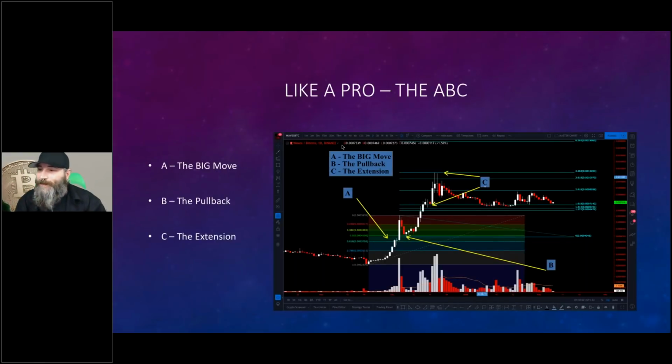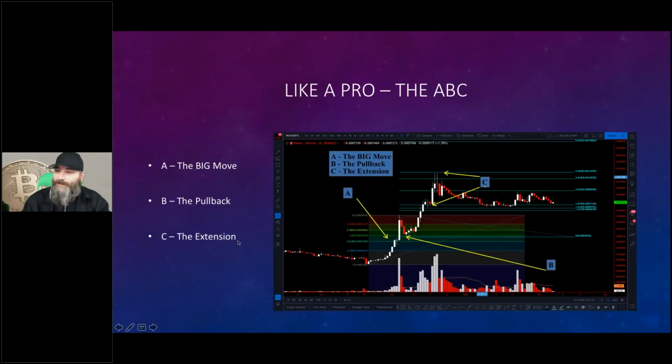So like a pro, the ABC: the A is the big move. The big move, all right? The B, the pullback. This is ideal. As a trader, this gives you the warm and fuzzies right here. You get that pullback right to a target of a 0.5, a 0.618, and your order's filled, and you're ready to start making some gains. All right, and then you have the extension.